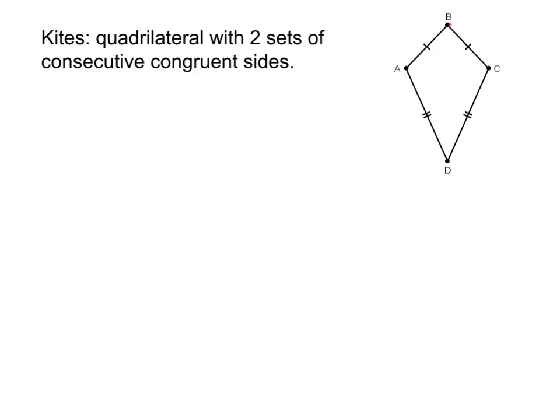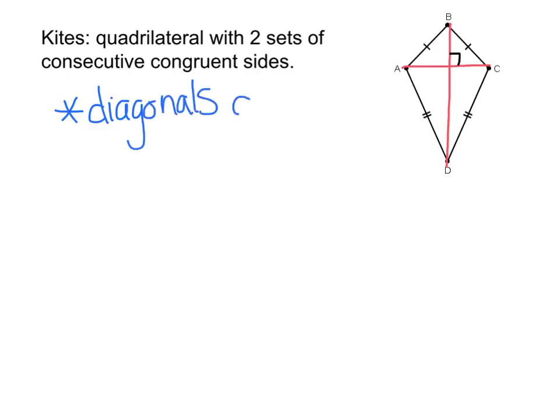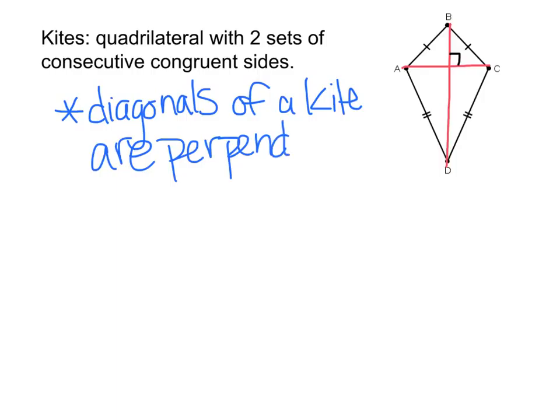If I draw diagonals in here from B to D and A to C, you can see that they intersect at a perpendicular intersection. Perpendicular all means is that they create 90-degree angles. So let's write that down. The diagonals of a kite are perpendicular. You can even write yourself a little note. Perpendicular means 90 degrees if you want.